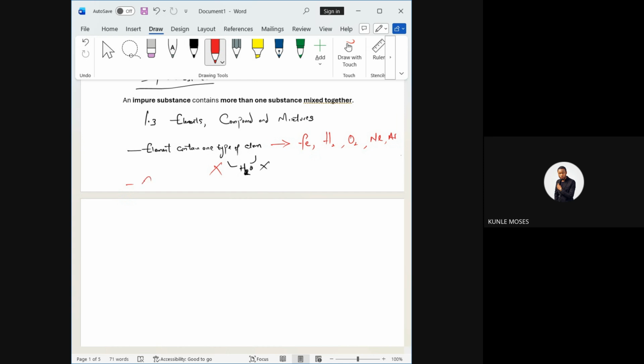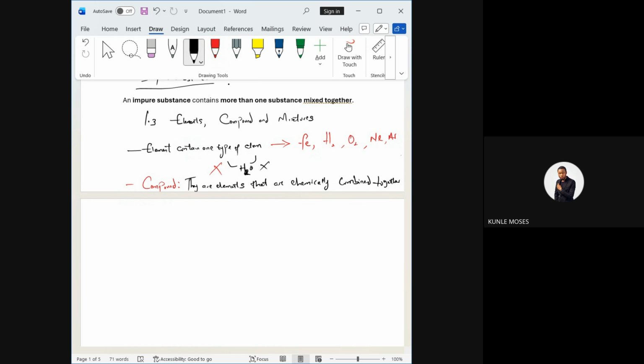So the other one is compound. Compounds are elements that are chemically combined together. Let me write it down for you. Compounds are elements that are chemically combined together. Please don't forget the word chemically, because the other one is physically, when we get to mixture. Sometimes if you are not too careful, you will switch the answer, mixture for compound, and make a mistake. So compounds are elements that are chemically combined together.